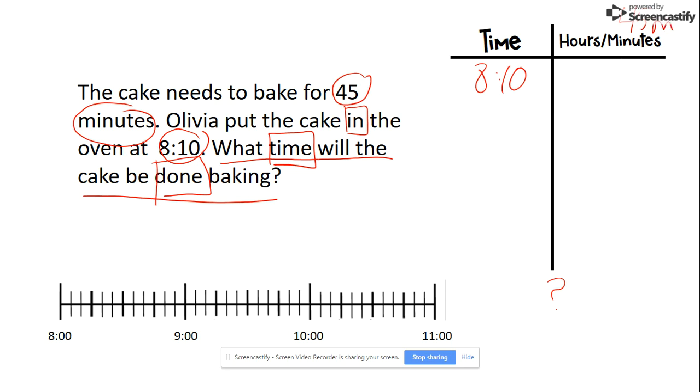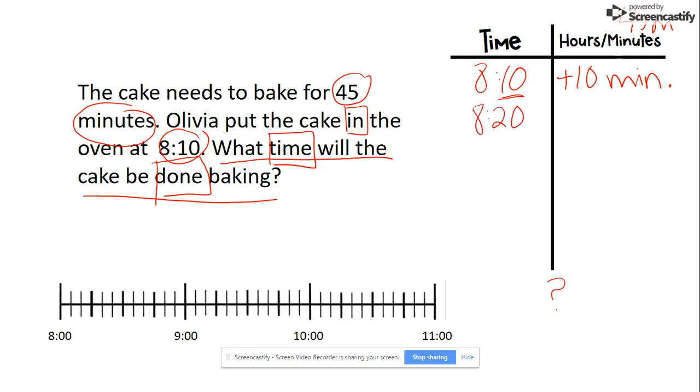I like to write how much time I'm adding above my hours and minutes column so that it's a reminder of how much time I need to add. I always tell my kids to only add 10 minutes at the most when they're finding a missing time. So I'm going to break up that 45 into 4 10s and 1 5. Since I'm adding minutes, I only need to look at the minute side of my start time. So 8:10 plus 10 minutes would make my new time 8:20.